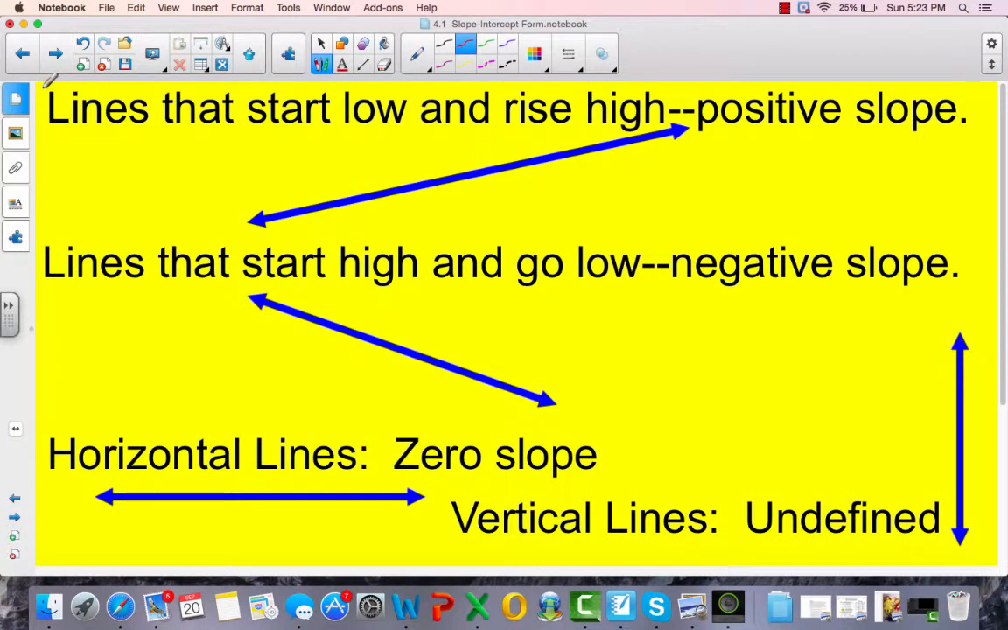Okay, let's review. Lines that start low and rise high have a positive slope. Lines that start high and go low have a negative slope. Horizontal lines have a 0 slope, and vertical lines have an undefined slope.